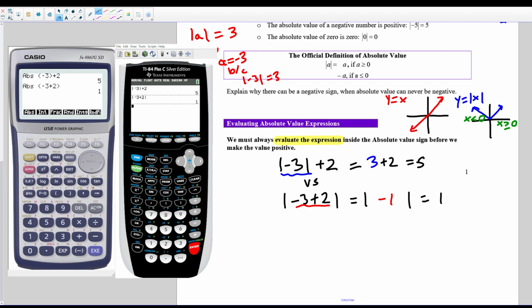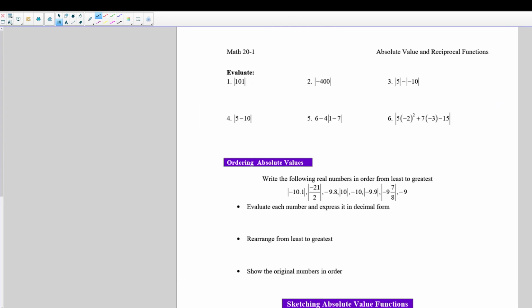So just make sure that you are really careful using your parentheses on your calculators. On the TI it's not as big of a deal because it actually shows you what is inside and what isn't. But on the Casio, it can be a little bit trickier to see if you aren't using your parentheses properly. All right, so let's take some time here and evaluate a few absolute value expressions.